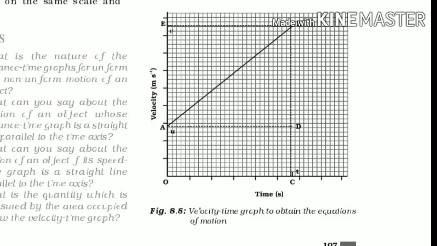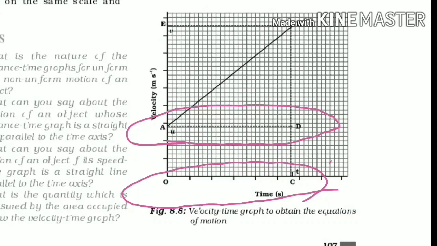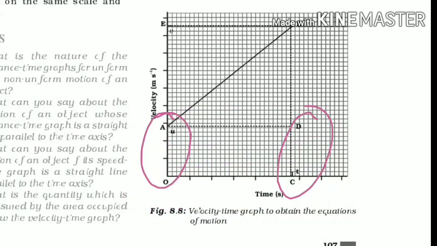The velocity changes at uniform rate A. Draw a perpendicular line BC from point B on the time axis. Draw a perpendicular line BE from point B on the velocity axis. Initial velocity u is represented by OA. Draw AD parallel to OC.